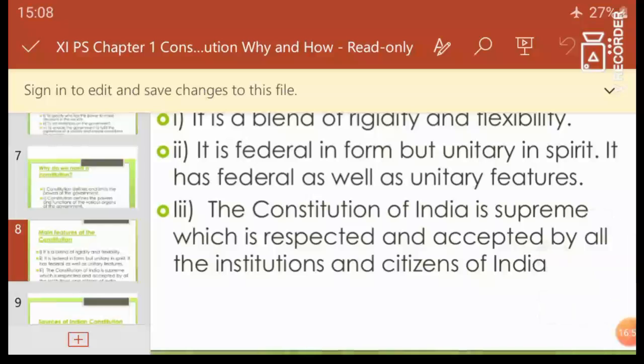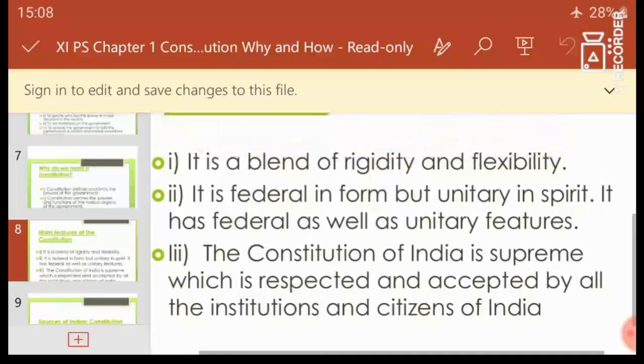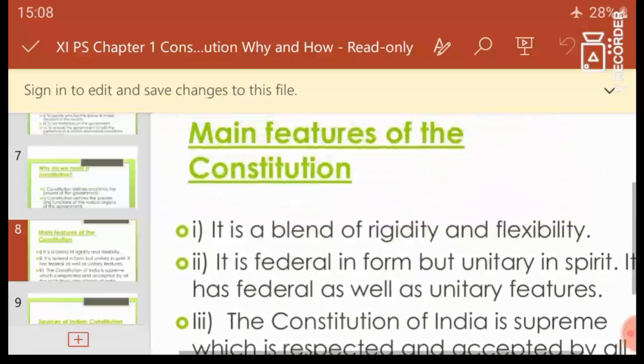Now, children, we are going to learn that the Constitution of India is supreme, which is respected and accepted by all the institutions, may it be legislature, executive, or judiciary. Likewise, all the citizens of India have respect for it because it fulfills their needs. It gives proper response to their aspirations. So, it is being respected by all properly. Isn't it?